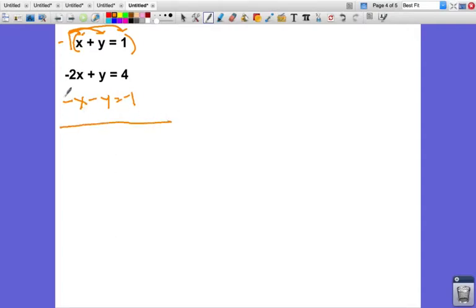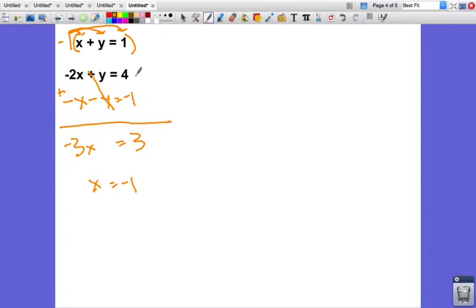Now when I combine these two equations, I will eliminate my y's. My positive y and my negative y will cancel each other out. And I can add them together, and I'll have negative 2x plus negative x is negative 3x equals 3, x equals negative 1.